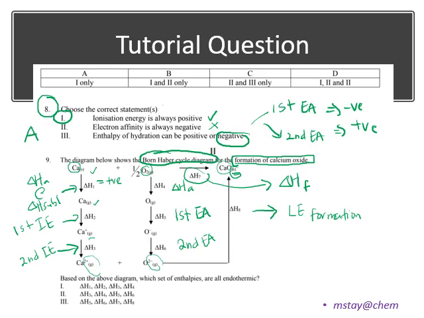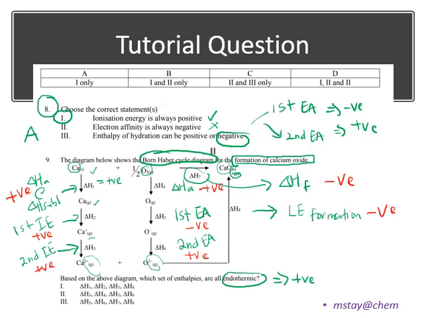Based on the diagram, which set of enthalpies are all endothermic? That means positive. Okay, let's go through. As we know, enthalpy of formation is always heat release. Lattice energy is the same, formation is heat release. Second EA is positive, first EA is negative. Atomization is positive. First IE and second IE are positive because heat is required. Enthalpy of sublimation and enthalpy of atomization are also positive.